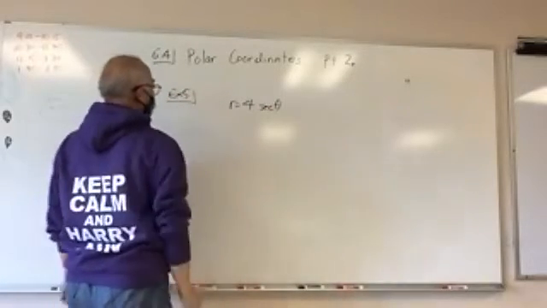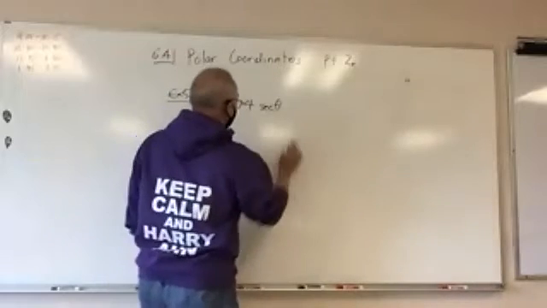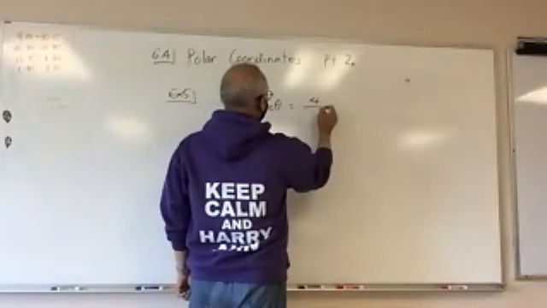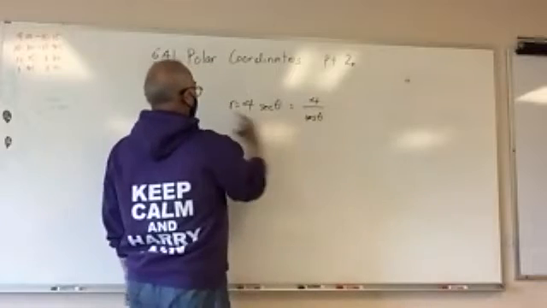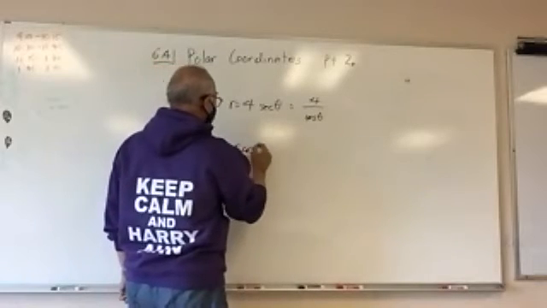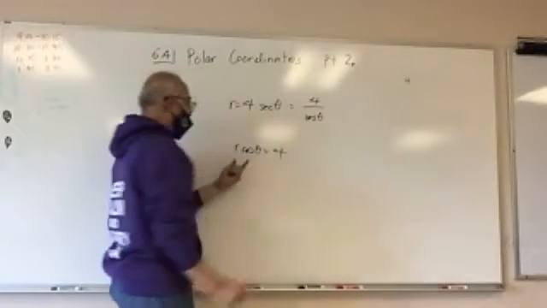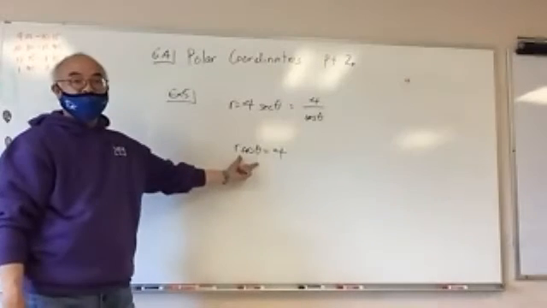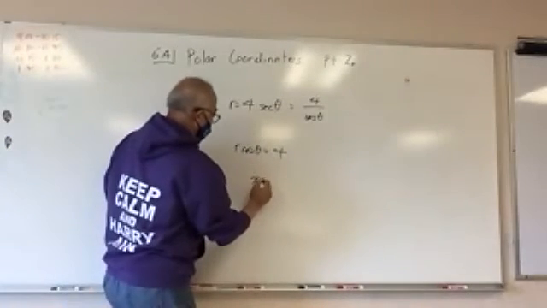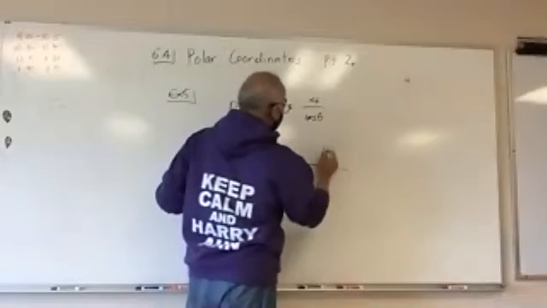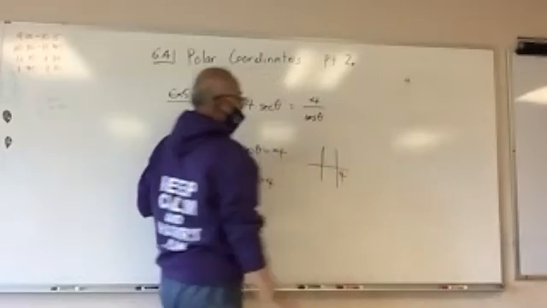Okay, secant theta. So I'm going to go ahead and move that into 1 over cosine theta. So now I multiply this guy over here. I get r cosine theta is equal to 4. I know this guy. What is this guy? This is x. x is equal to 4. So the graph would look like this.